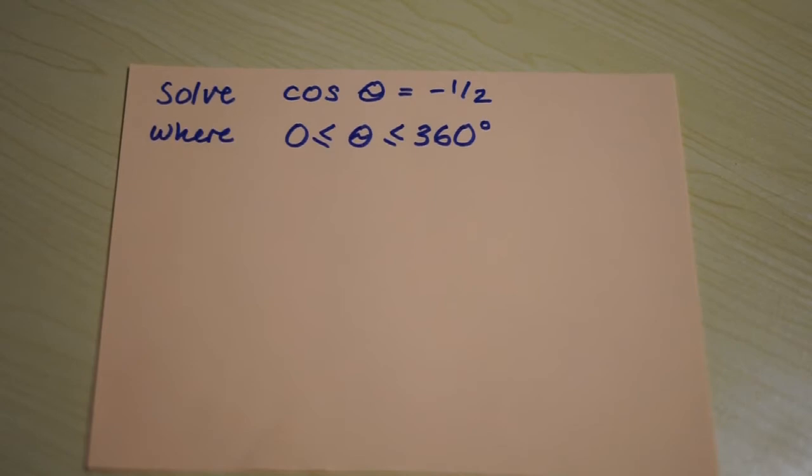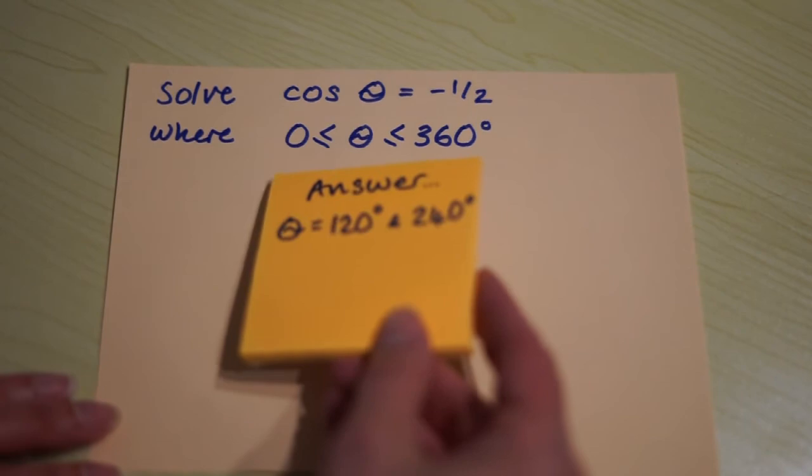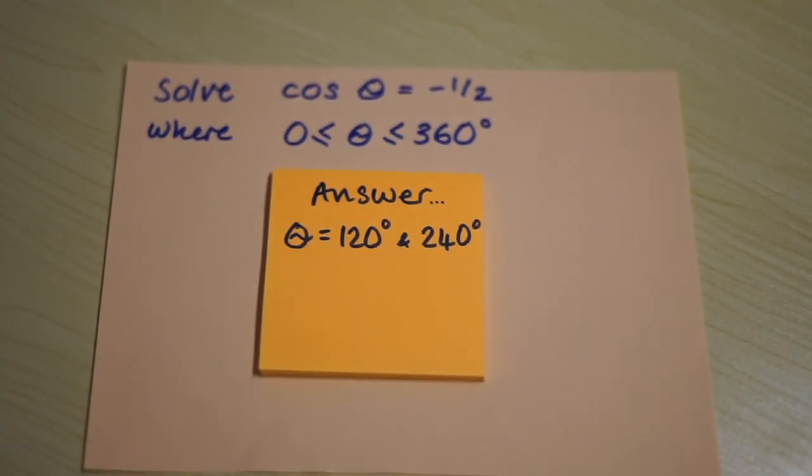So here's a question for you to have a go at yourself. Feel free to pause the video, and when you switch it back on, I'll give you the answer. And here's the answer. The calculator answer is 120 degrees, which is in the quadrant where only sine is positive. The other answer occurs in the quadrant where only tan is positive.